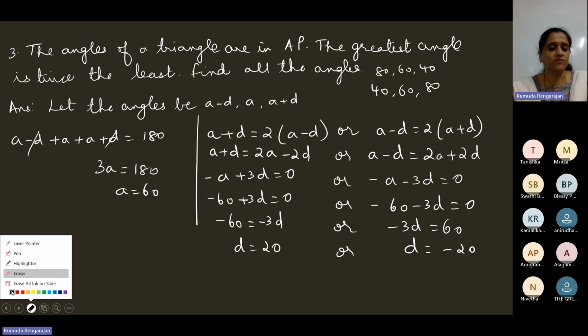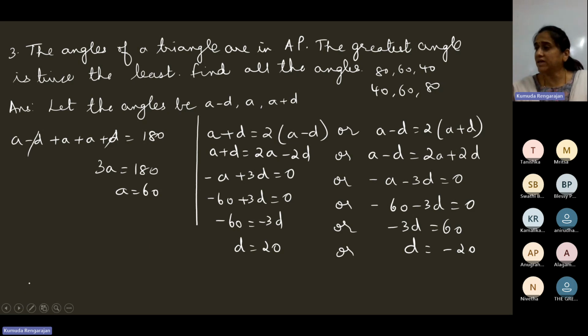Okay, now what's the other default equation? Because they are the angles of a triangle, the sum of the three angles is equal to 180. That's not given, but since we know that, we have to work that and find the value of A. And then use this other information, which is given in the question, to find the value of D.